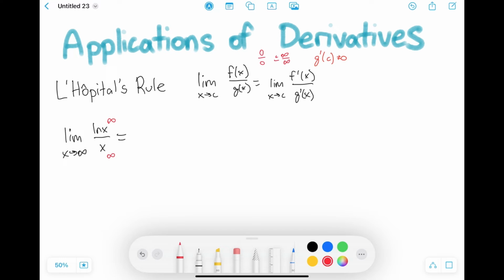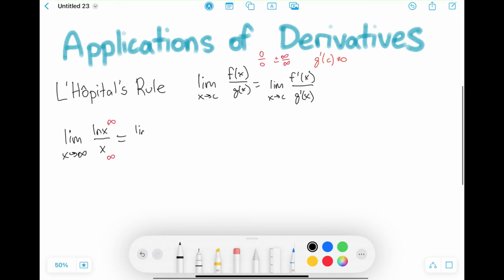So because this is our indeterminate form, we can go ahead and differentiate the top and bottom and keep this x approaches infinity. We take the derivative of the top and divide by the derivative of the bottom. And what we're going to realize is the limit as x approaches infinity of 1 over x is just going to be 0, right?